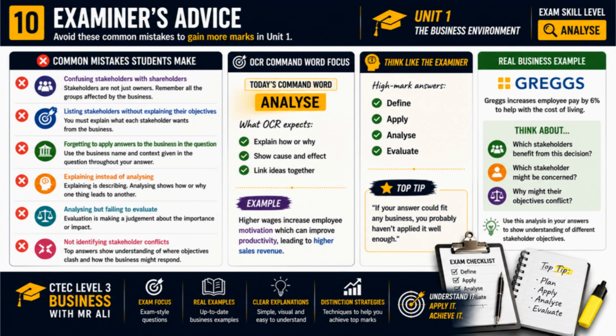Listing stakeholders without explaining their objectives. Just listing the stakeholder groups is a part of that journey, but it's not where it ends. You need to make sure you understand their needs and wants and therefore their objectives. Forgetting to apply answers to the business in the question. A lot of the time I see people just answering generically. If you're answering generically, then you haven't answered the question, especially if it's talking about a specific business or wants you to give a specific business example.